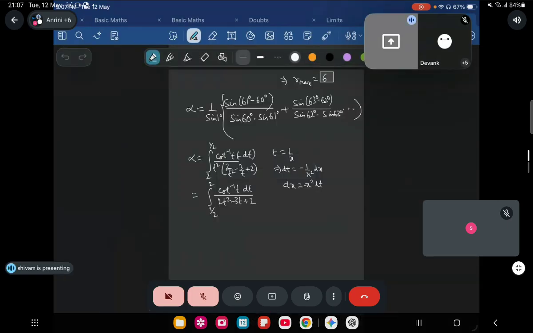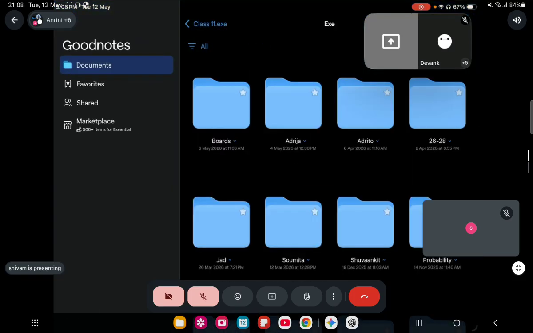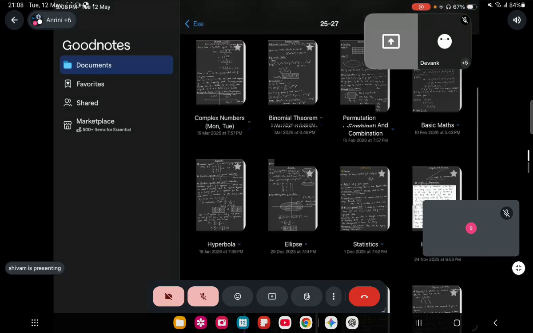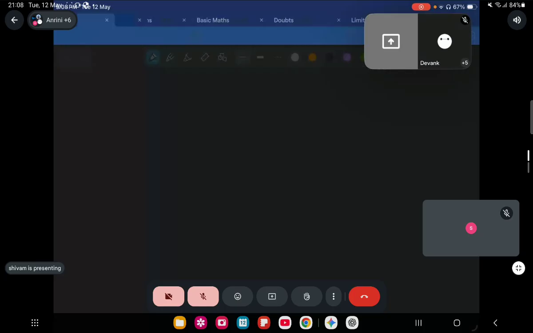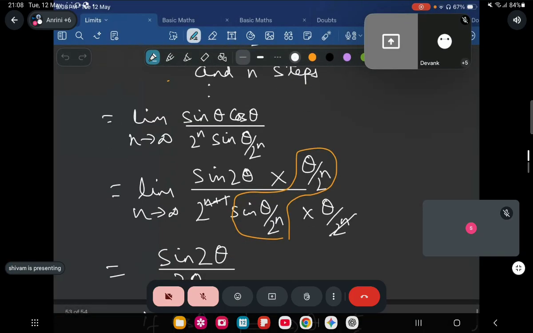Okay. Last day we were doing limits. Let us continue. This was the last sum we had done: tan 2 theta by 2 theta. So let us continue.